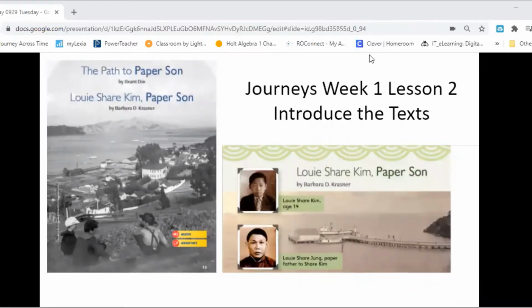Today we are going to read two new texts about immigration. The first is The Path to Paper Sun by Grant Dinh. The second is Louis Sher Kim Paper Sun by Barbara D. Krasner.